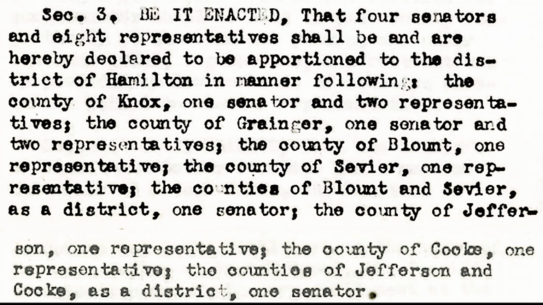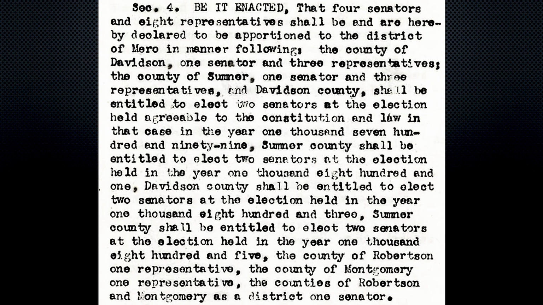Knox and Granger each had 2 representatives, and Blount, Sevier, Jefferson, and Cocke counties each elected 1 representative. And then there was the Marrow District. The Marrow District also had 4 senators and 8 representatives. Davidson and Sumner counties each had 3 representatives, and Robertson and Montgomery counties each had 1 representative.